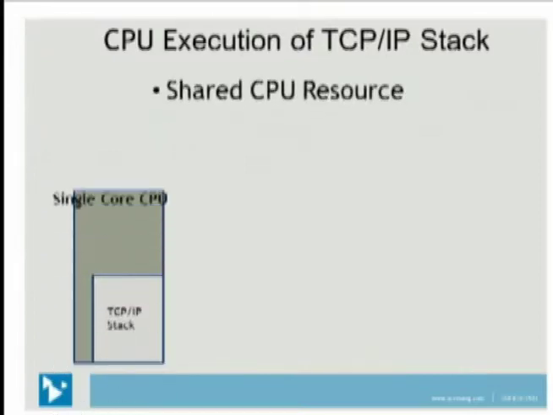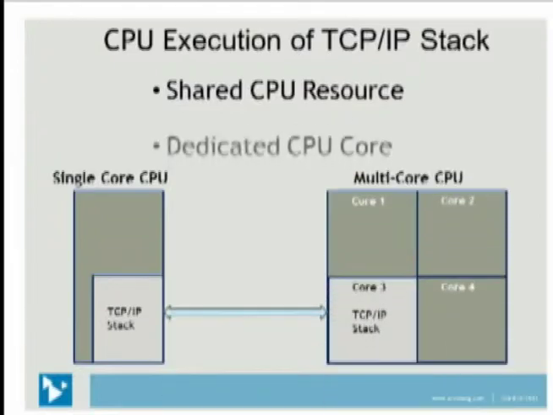If we look at CPU execution of the TCP IP stack, the first and probably the simplest implementation is when you have a single core CPU, which many of us had in the past. You reserve a block of that single core CPU, both memory and compute power, and that's used to drive the TCP IP stack.